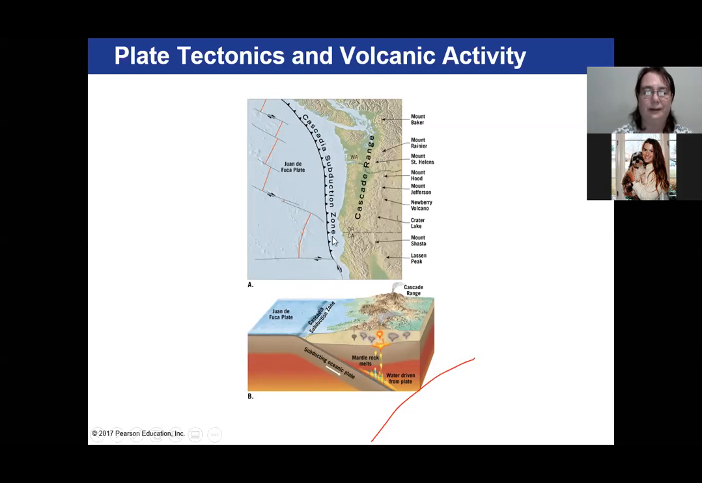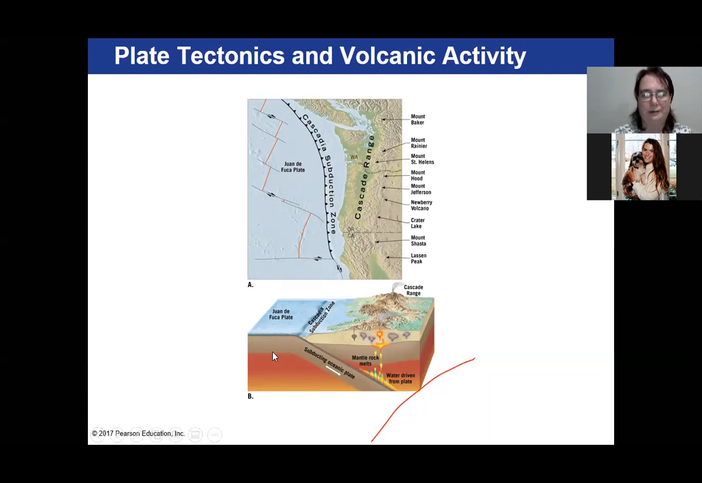When you see a line like this, black line with triangles, the triangles are pointing in the direction that the ocean plate is subducting. So this is the edge right here that's subducting under North America. So this piece of ocean is part of the North American plate. And you see all these mountains here: Mount Baker, Rainier, St. Helens, Crater Lake, Lassen. Those are all part of the volcanic arc.